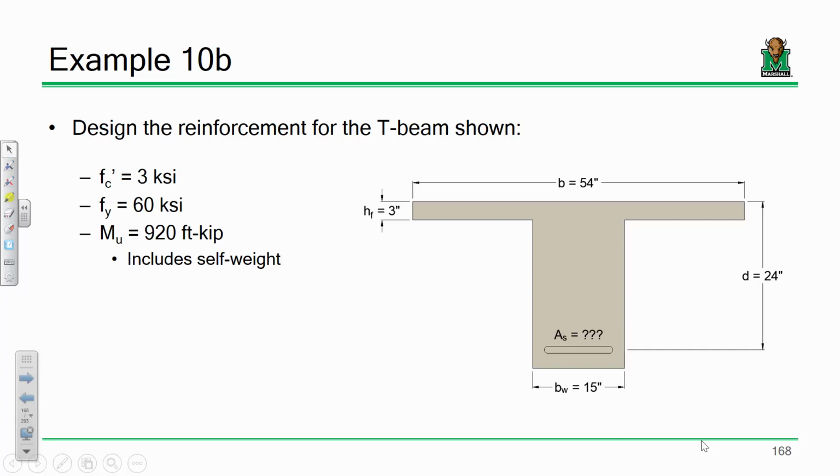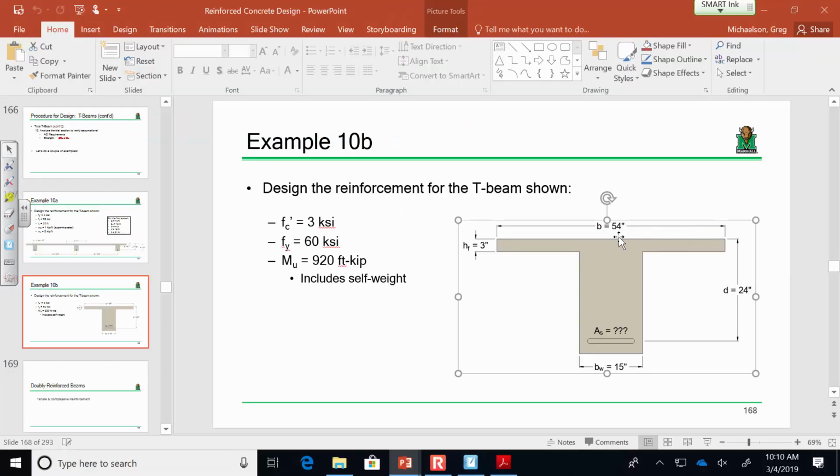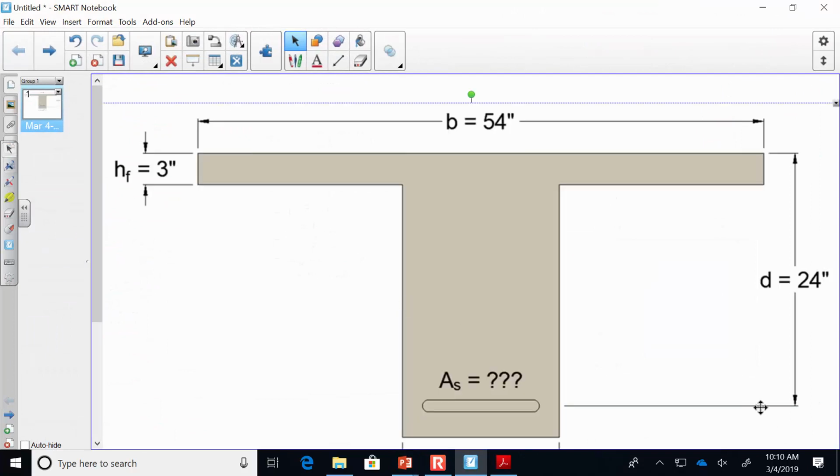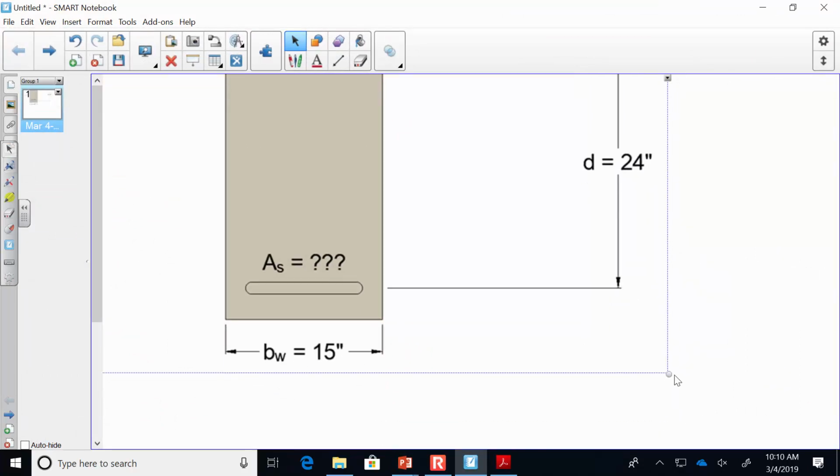So we have the effective flange width being 54 inches. The flange height's 3 inches. We know the effective depth's 24. And we just need to determine the steel. And we know the web width is 15 inches. So let me go here. Copy that in. Let me make that smaller because that is big.